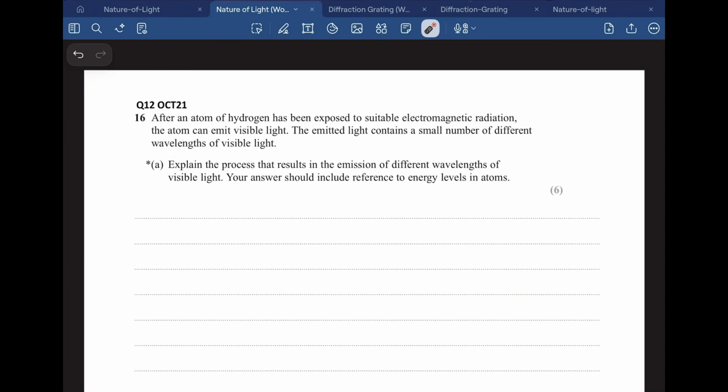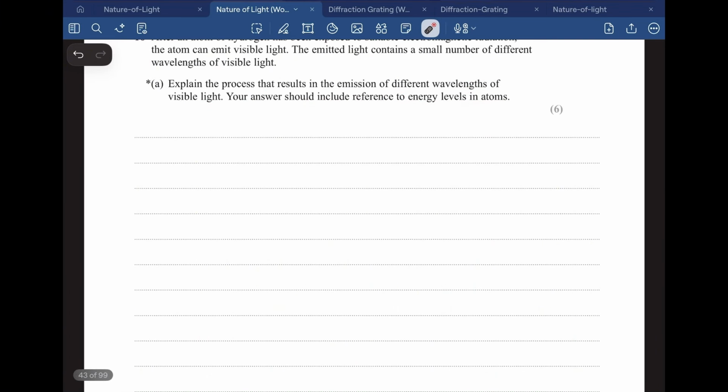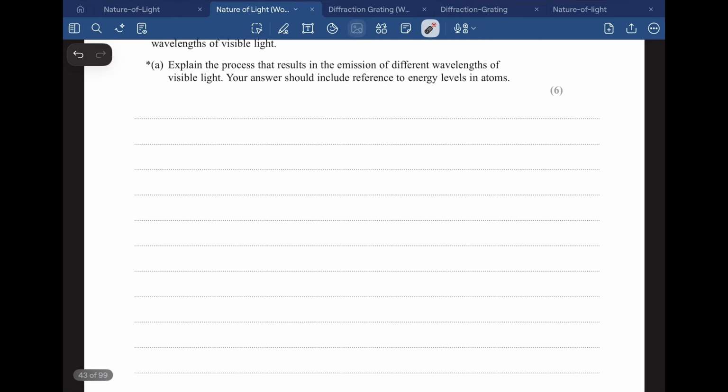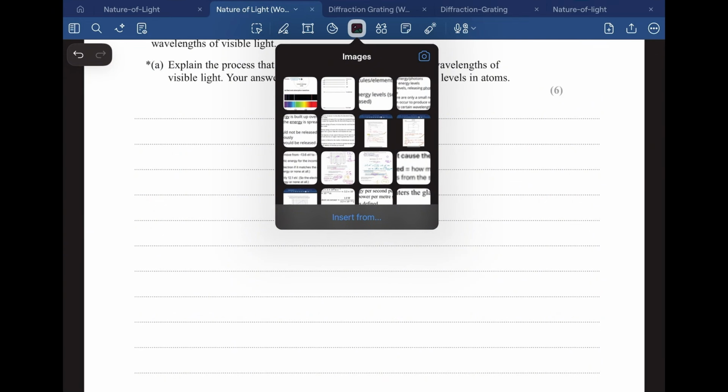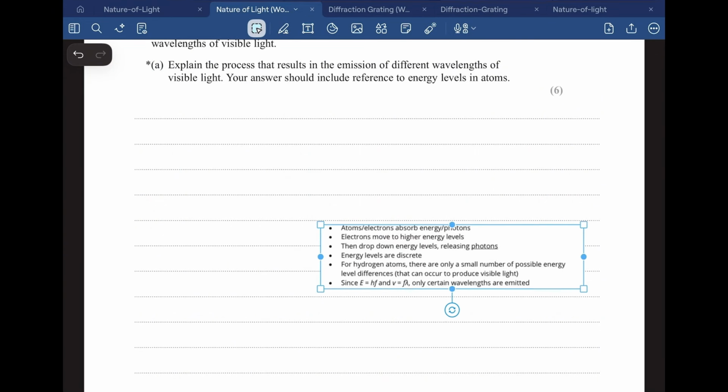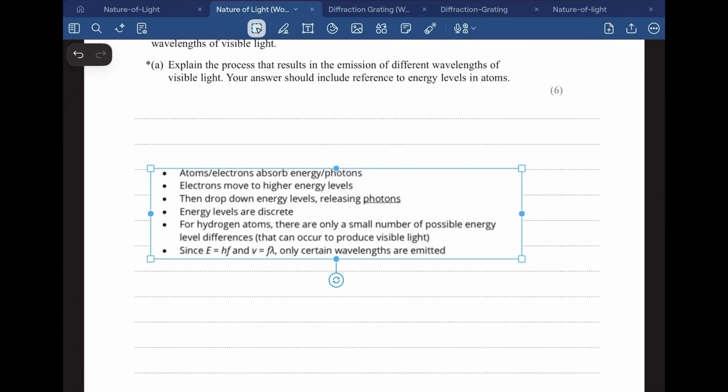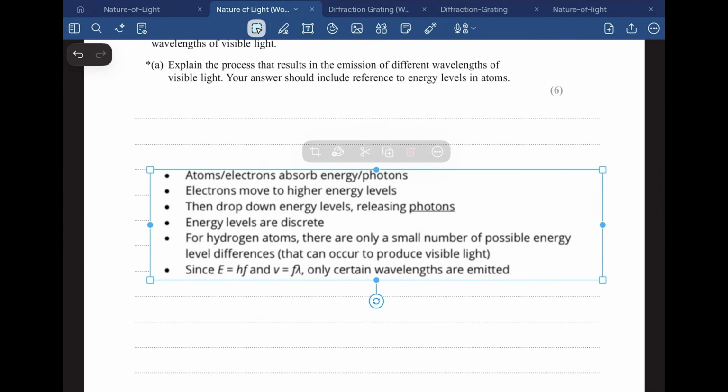Now, explain the process that results in the emission of different wavelengths of visible light. Your answer should include reference to energy levels in the atoms. Now in the first line you guys should be writing, I can actually break the point right here, which you are going to use. This is going to be our answer. Now let's understand from here.